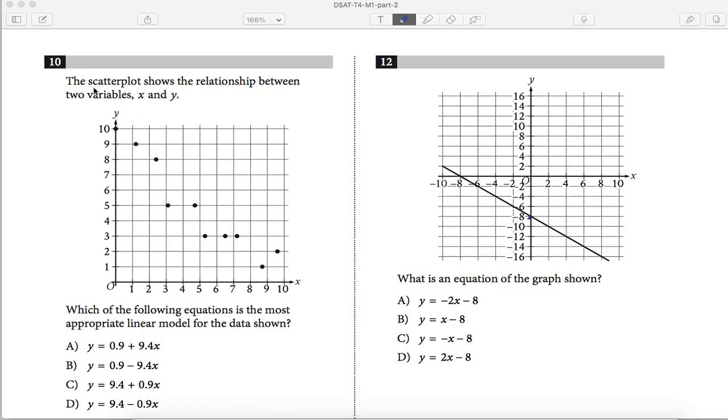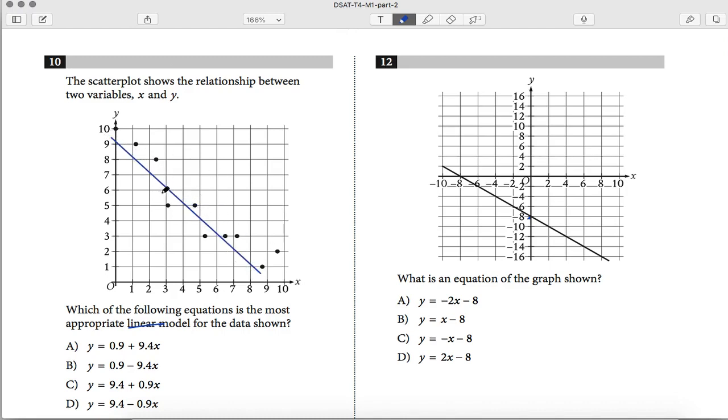Number 10. The scatter plot shows the relationship between two variables x and y. Which of the following equations is the most appropriate linear model for the data shown? So we have four linear models, all in slope-intercept form. For this type of question, the first step we take is to draw the line of best fit that best models the data given here.